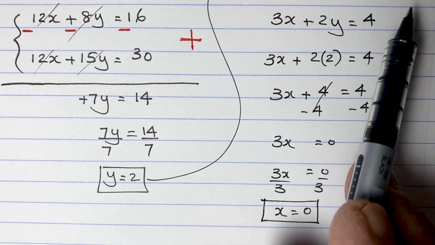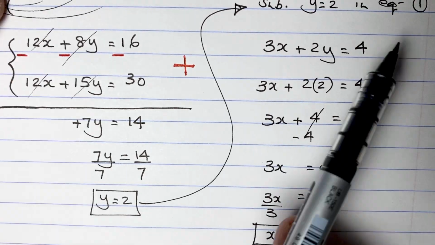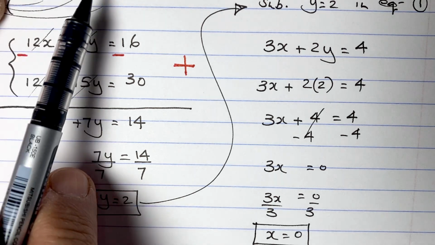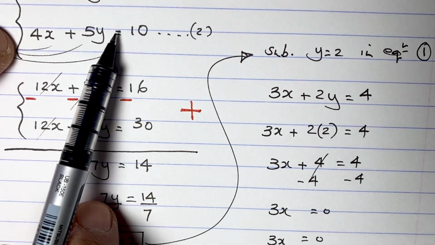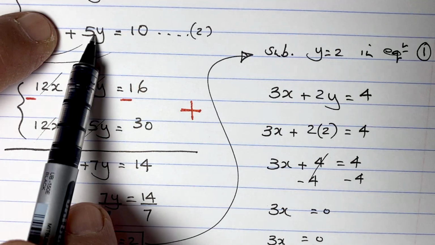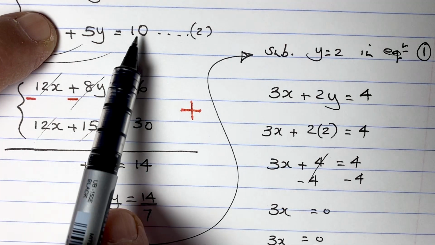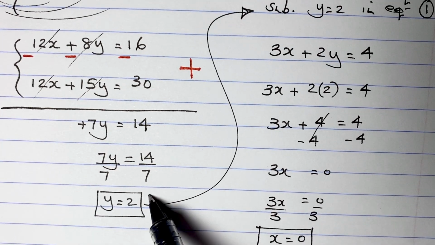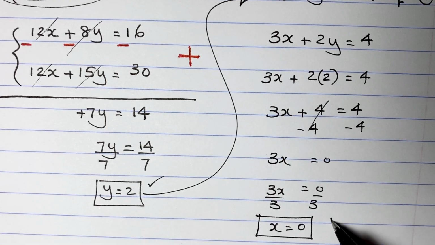Okay, we substituted in equation 1. Let's go and see if our answer is right, mentally instead of writing, by checking in equation 2. 4 lots of 0 is 0. 5 lots of 2 is 10, equals 10. So mentally I checked, and both answers are correct.